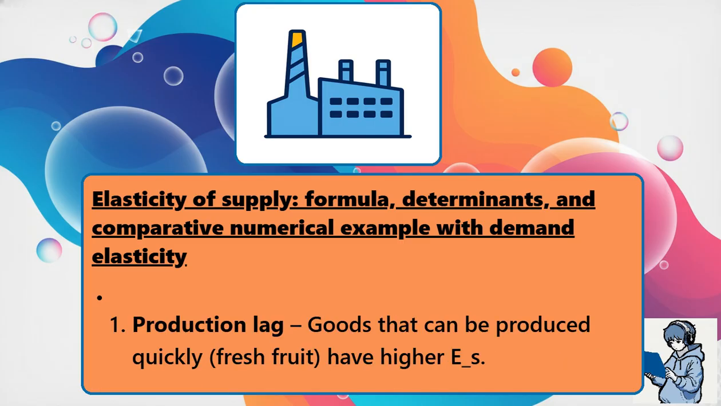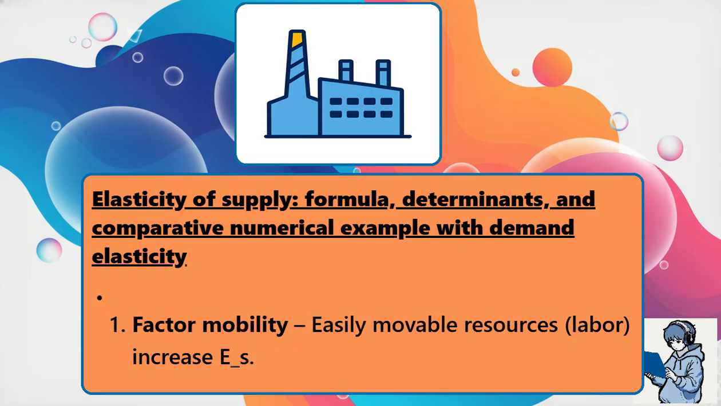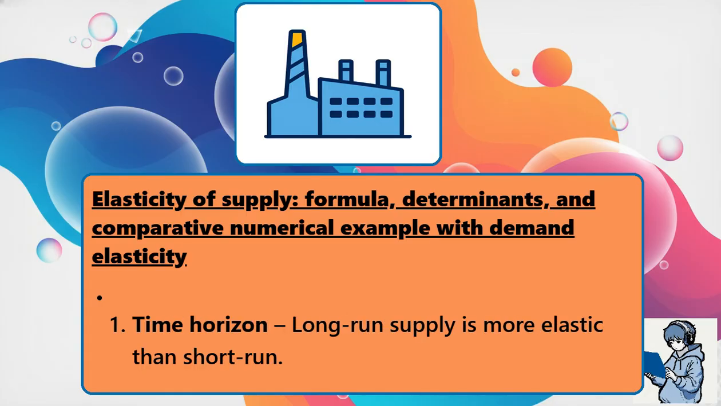Determinants. 1. Production lag. Goods that can be produced quickly, fresh fruit, have higher E sub S. 2. Spare capacity. Firms with idle factories can increase output easily, raising elasticity. 3. Factor mobility. Easily movable resources, labor, increase E sub S. 4. Time horizon. Long-run supply is more elastic than short-run.